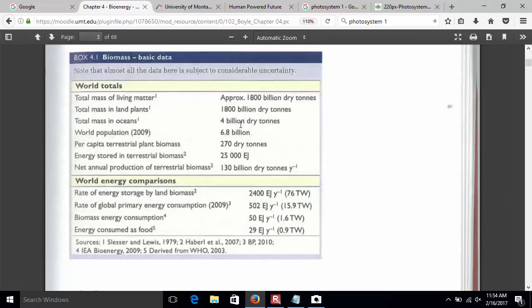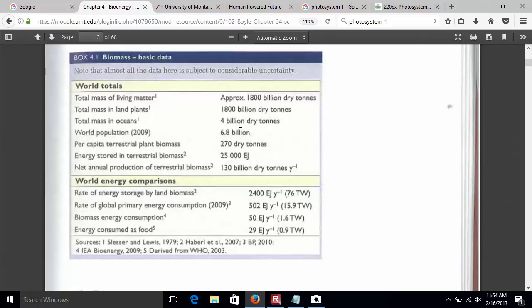Okay, so here's the energy budget for planet Earth. Total mass of all living matter, 1,800 billion dry tons. That's a pretty good chunk. And I like this, how the total mass in land plants is the same number, and then the ocean only has 4. Well, it's a small fraction. It's less than 1% is kind of the point there.